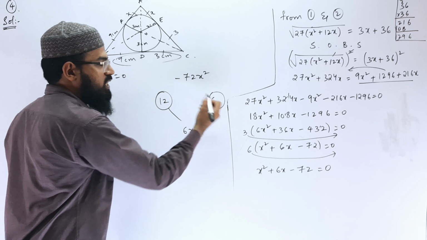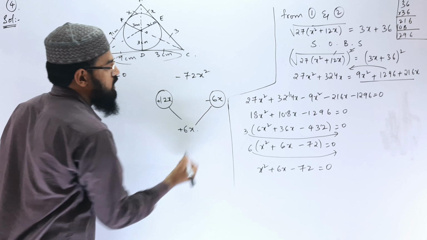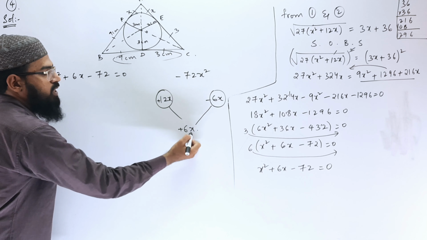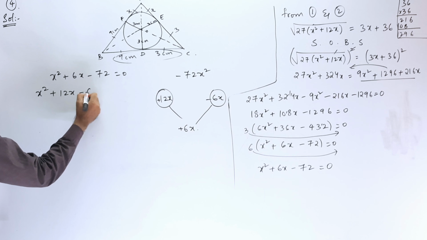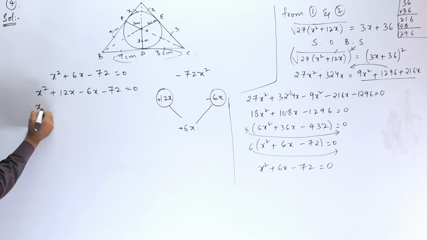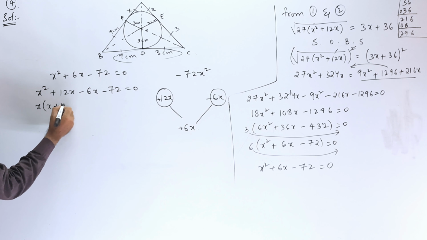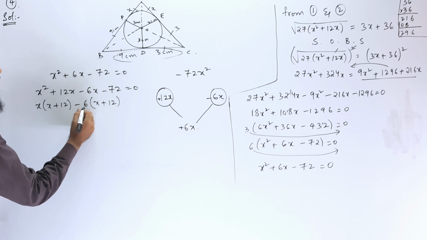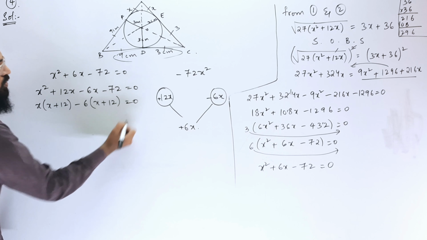Here the sign for this is plus. That's why we have to write plus for the large number and minus for the smaller number. Now we have to write these two numbers in place of 6x. So x square plus 12x minus 6x minus 72 is equals to 0. Now x will be common. So x plus 12 minus 6 is common. x plus 12, 6 12s are 72, is equals to 0.